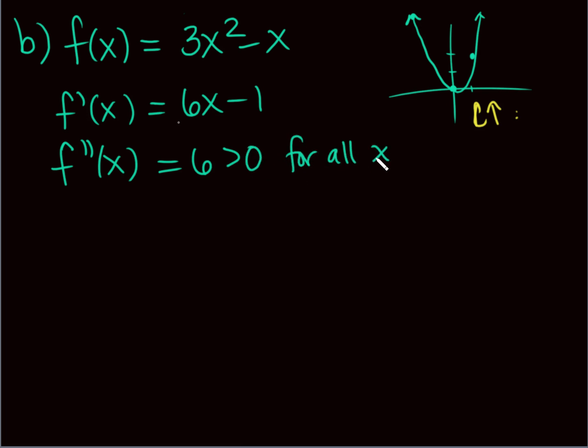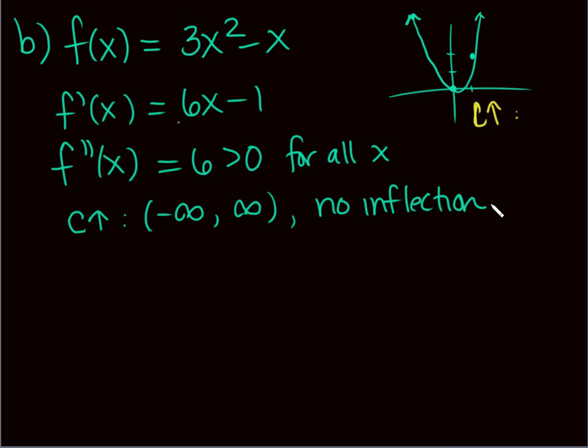So what do we know about this function? This function is C up everywhere. So what do we know about an inflection point? We don't have any. No inflection point. I don't have an inflection point because I would have to change concavity, right? I have to go from concave up to concave down. Okay? I hope that makes sense.